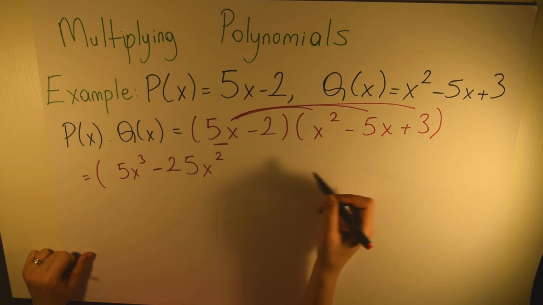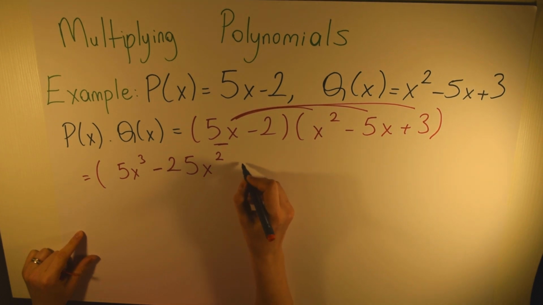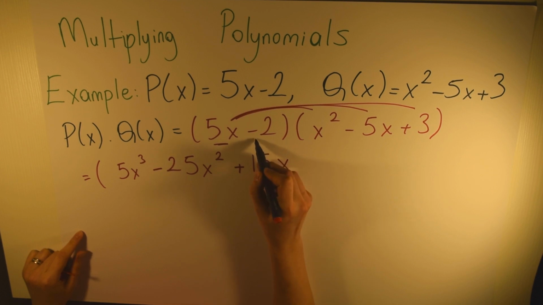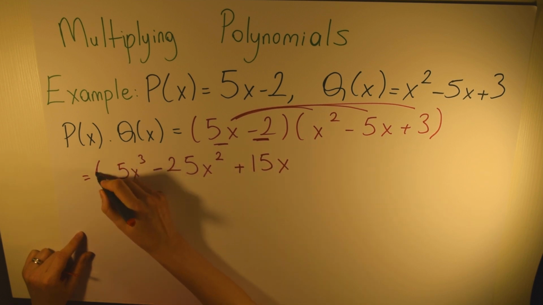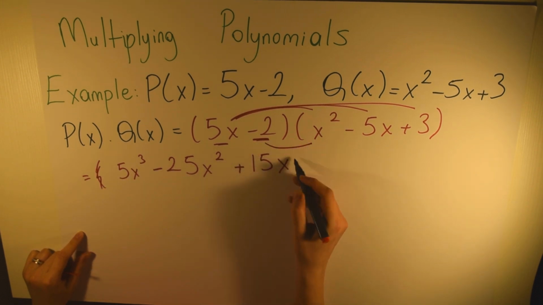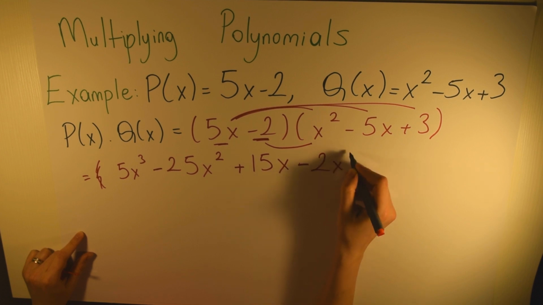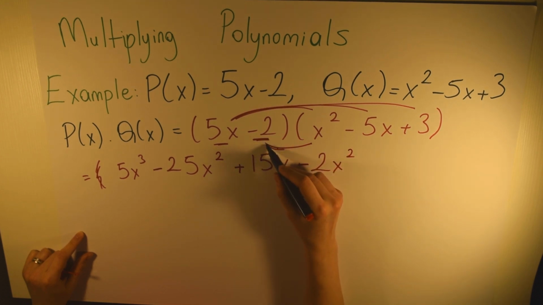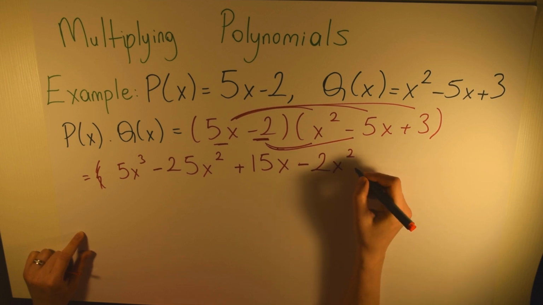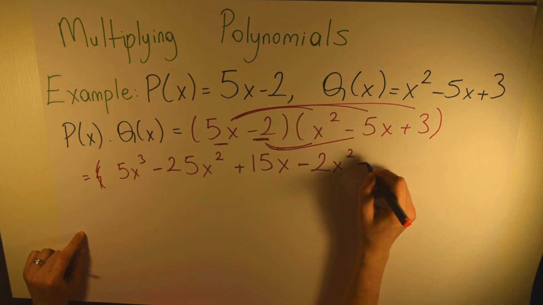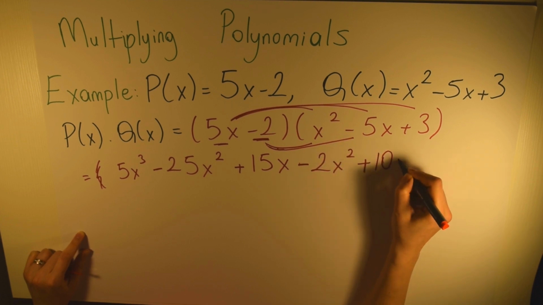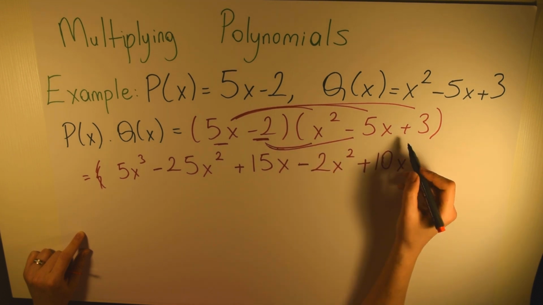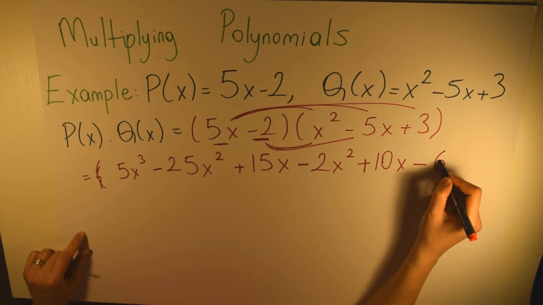And here we will get 5x times 3, it is plus 15x. Let's continue with minus 2 here. We will do the same thing. Actually, we don't need to write parentheses here. Let's write this like this. Minus 2x squared. And when I multiply minus 2 by minus 5x, I will get minus times minus, it will make it plus. And here I will get 10x. And minus 2 times plus 3, it is minus 6.